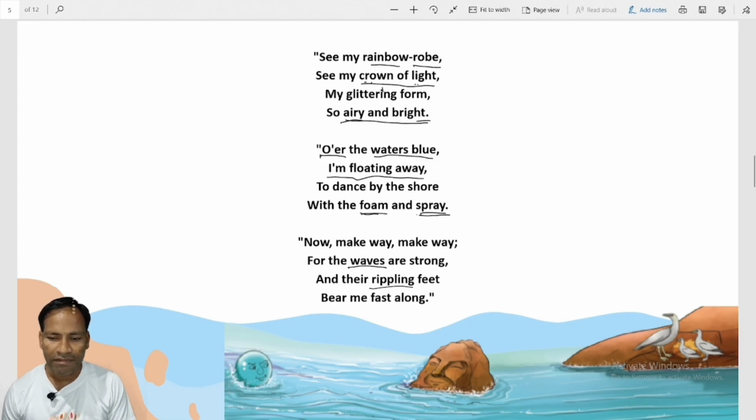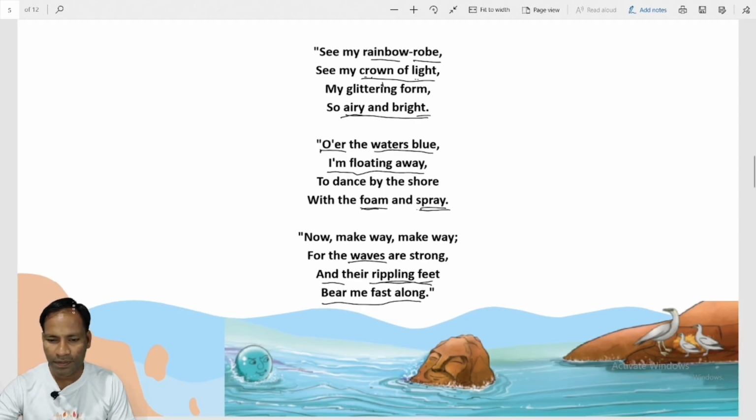Rippling feet, you know, we see the ripples when we put something in the water, and generally waves also we can see in rippling form. So rippling feet, again here waves have been given rippling feet, a human quality, right. Bear me fast along, and the waves wish to bring me to the seashore very quickly, so you move aside. Bubble demands here very arrogantly to the rock.